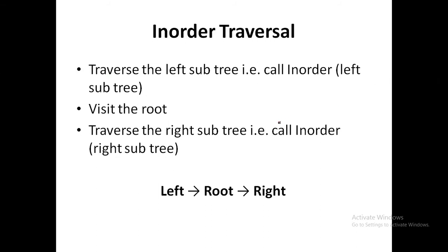Next is in-order traversal. From the name itself, we can easily identify where the root comes. First, we have to traverse the left subtree. After that, we visit the root node. After that, we traverse the right subtree. So the root comes as the center, and the left and right come as its predecessor and successor.